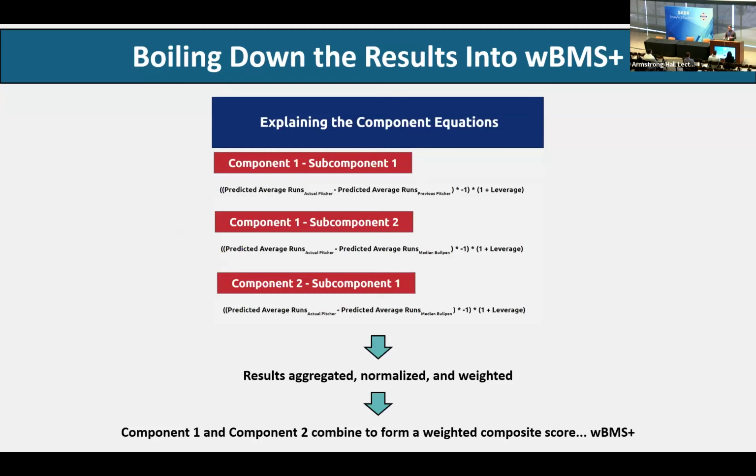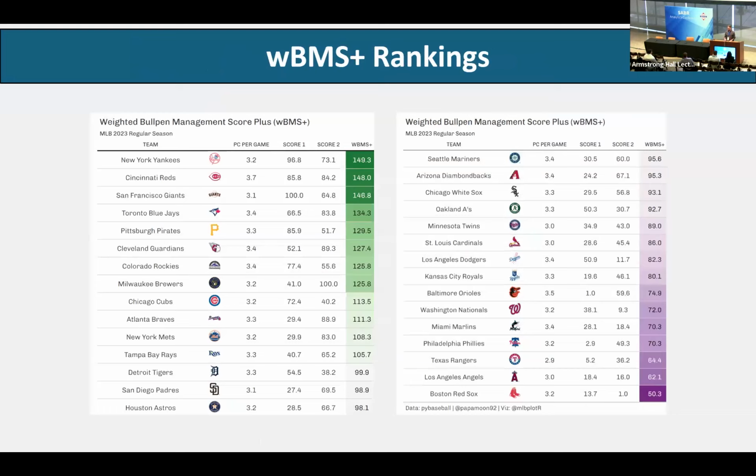For component 1, subcomponent 2, I'm actually not looking at every individual pitcher available in the bullpen. I took the median performance from that simulation set for the bullpen because I struggled with trying to figure out how do I not always yell at a team such as the Orioles for not always using Felix Bautista, which we'll get into the caveats about in a little bit. Long story short, I then aggregate the results at a pitching change or subsequent plate appearance level for component 2, normalize it, weigh it, spit it out with a nice plus metric so you can quickly and easily understand how a team performs relative to each other.